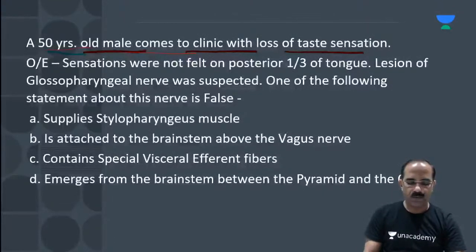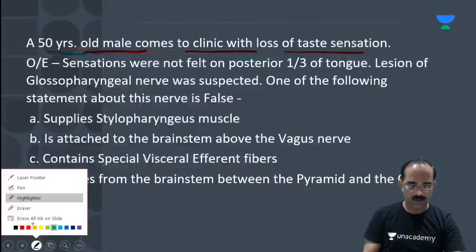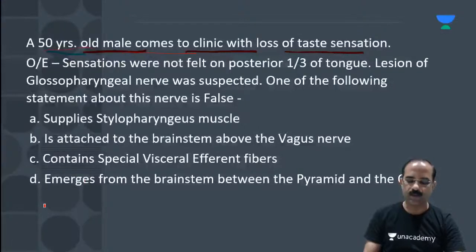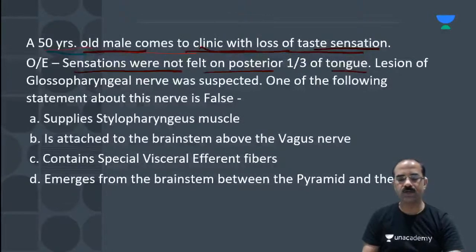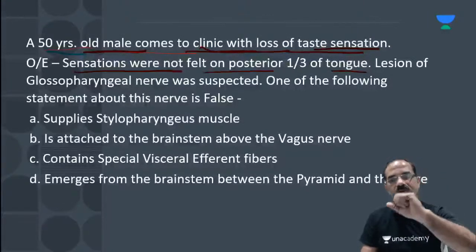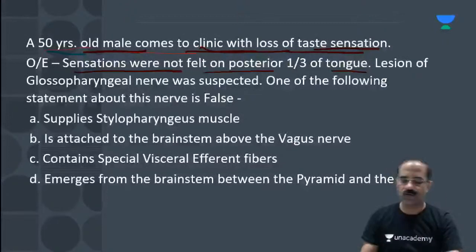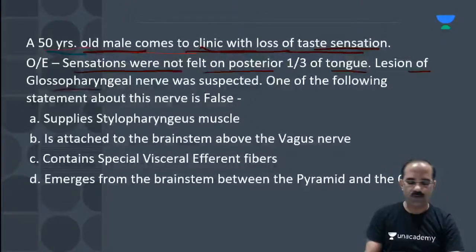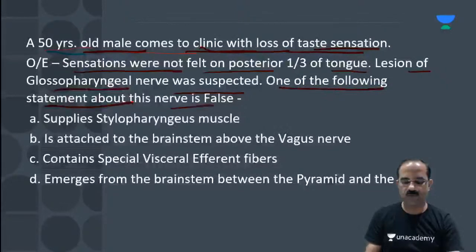A 50 years old male comes to the clinic with loss of taste sensations. On examination, sensations were not felt on the posterior 1/3 of the tongue. Students, posterior 1/3 of the tongue. Which is the nerve there? Glossopharyngeal nerve. Lesion of glossopharyngeal nerve was suspected. One of the following statements about this nerve is false.